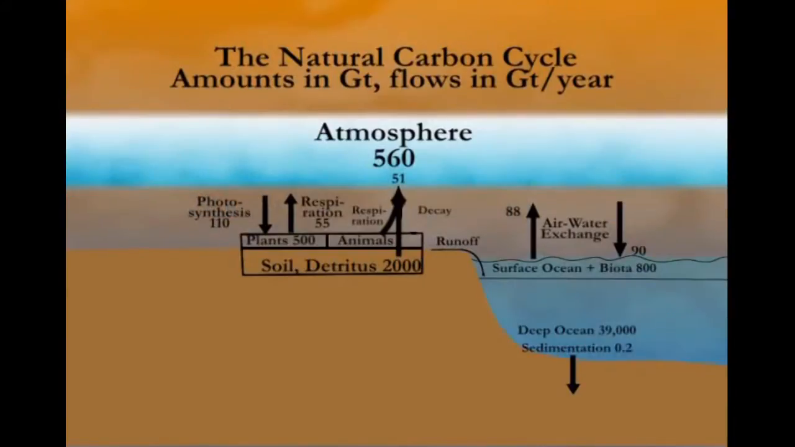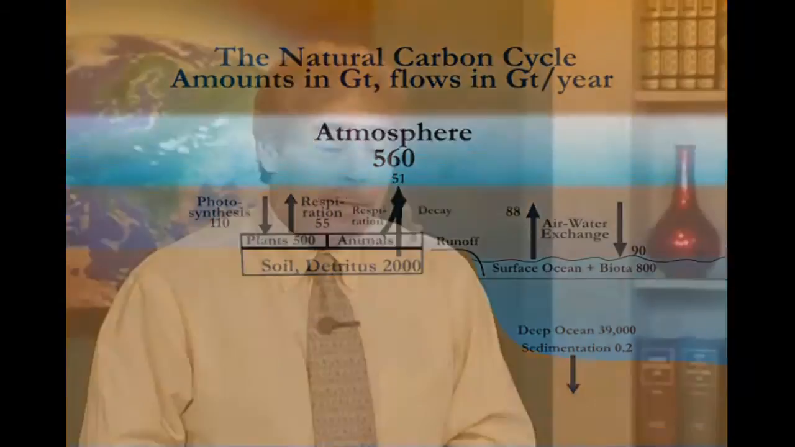So here's what the picture looks like. It looks like these reservoirs, the atmosphere, the surface oceans, the deep oceans, the biota, and so on, and they contain certain amounts of carbon. Now, I have to give you an aside here on the measurement systems I'm going to use in discussing this carbon cycle. And I'm going to discuss in this lecture only the natural carbon cycle.